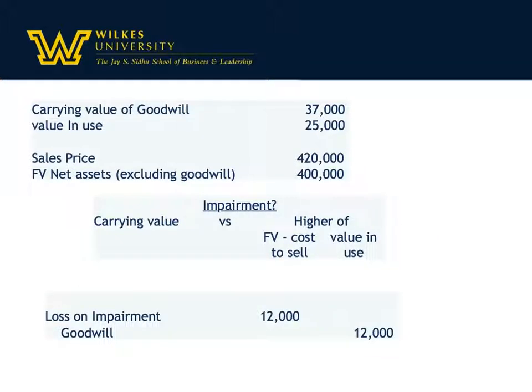The entry to record that is a debit to loss on impairment. It's going to go in the other gains and losses section, and a credit to goodwill because we are going to reduce the value of the asset by $12,000.